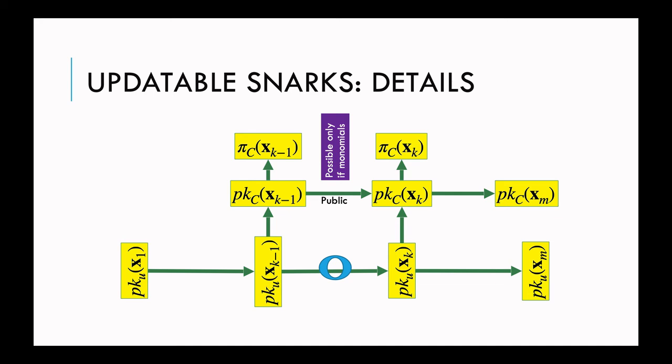Then in this original paper of Groth, Kohlweiss, etc., it was also shown that updatability is only possible if the public key consists of monomials of the trapdoor vector. And this gives us many limitations, because in most of the existing SNARKs or NIZKs, this is not the case.